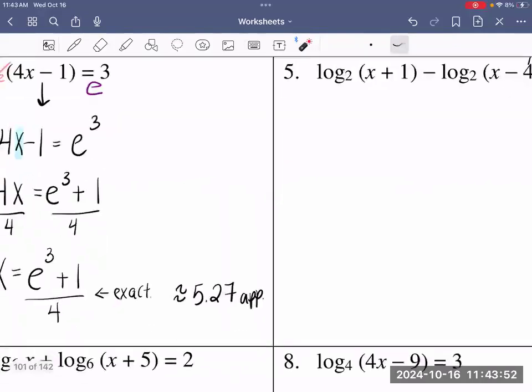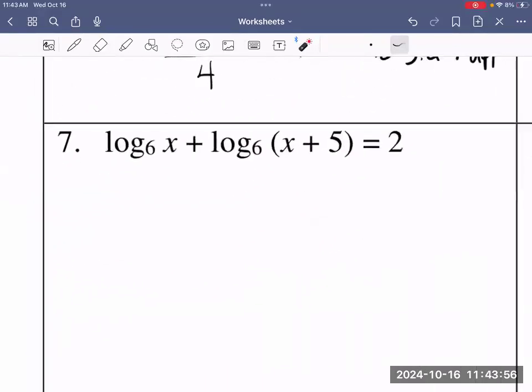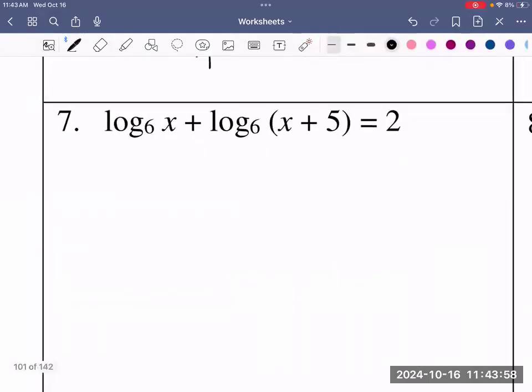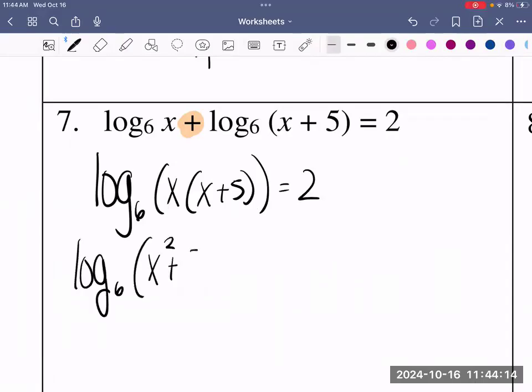Let's try it again with a next one. Let's do number 7. So again, you'll notice that we have an addition sign. So let's go ahead and bring these logarithms of base 6 together. We have log base 6 of x times x plus 5 is equal to 2, log base 6 of x squared plus 5x is equal to 2.